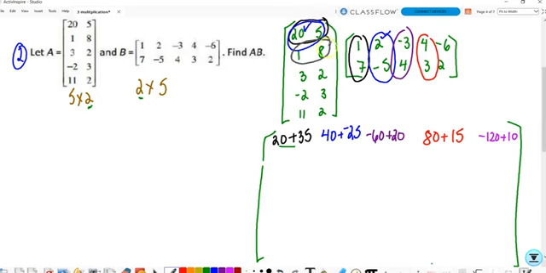I've got second row, first column, then we got 1 times -3, 8 times 4, 1 times 4, 8 times 3, 1 times -6, 8 times 2.